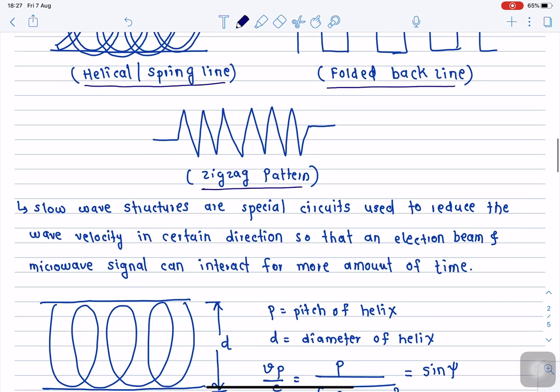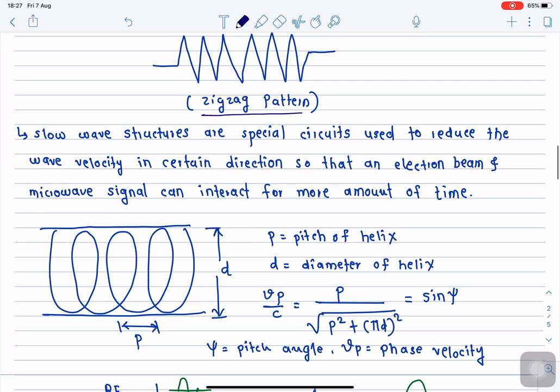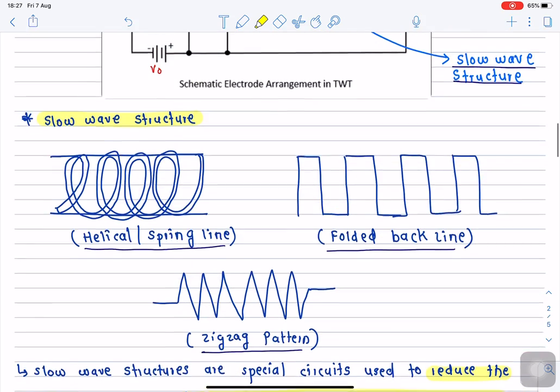Okay, so the slow wave structures are special circuits. They are made from pieces of a transmission line, and they are used to reduce the wave velocity in a certain direction, so that the electron beam and microwave signal can interact for more time. See, here the purpose is very clear. Why we make use of a slow wave structure is to reduce the wave velocity in a certain direction, so that the electron beam and microwave signal can interact for a greater amount of time. This is the only reason we use this slow wave structure.